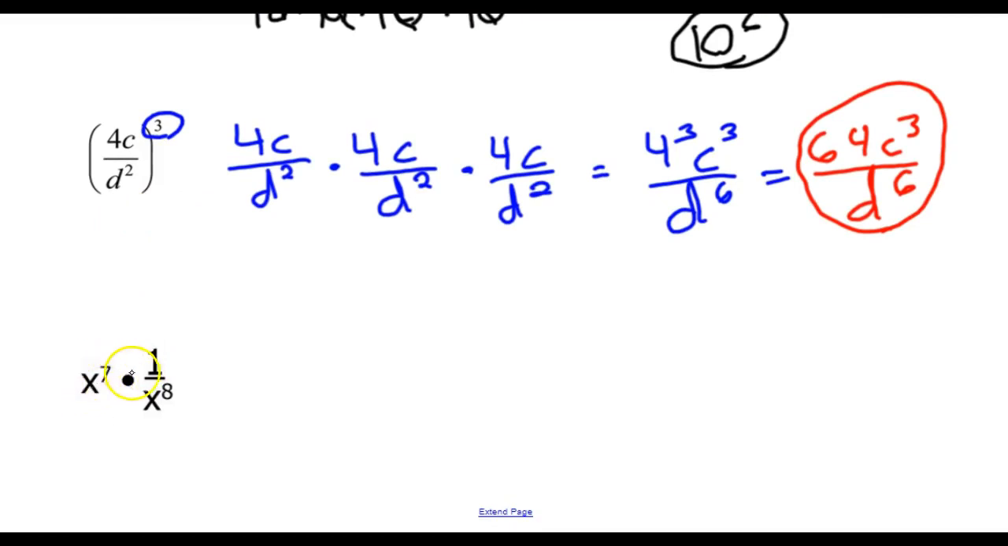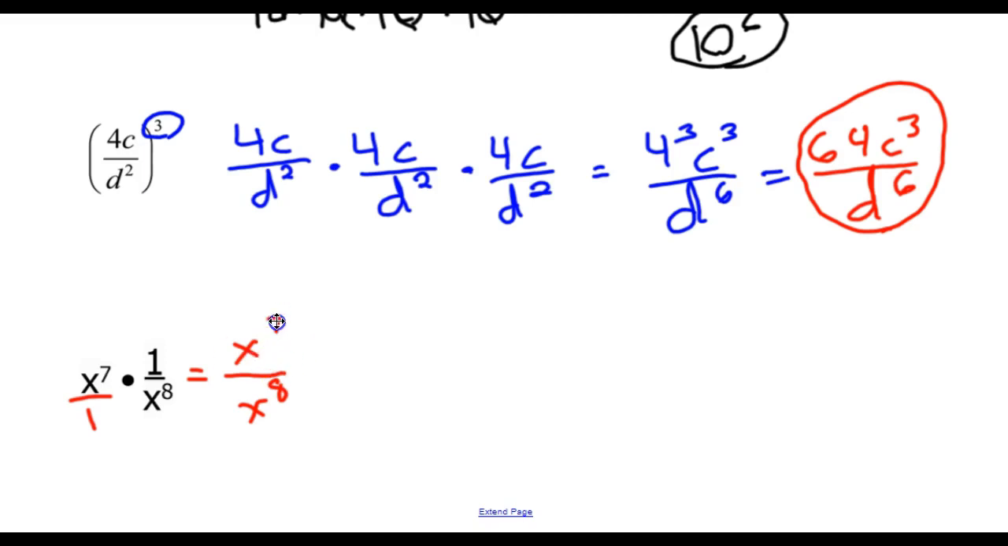Here we have x to the 7th times 1 over x to the 8th. Now, when I'm multiplying by a fraction, I want to have another fraction over here. So what I'm going to do is put a 1 underneath that. So what I have here is x to the 7th times 1. Well, I know that anything times 1 is still going to be that answer. So it's x to the 7th over 1 times x to the 8th, which is still x to the 8th power.